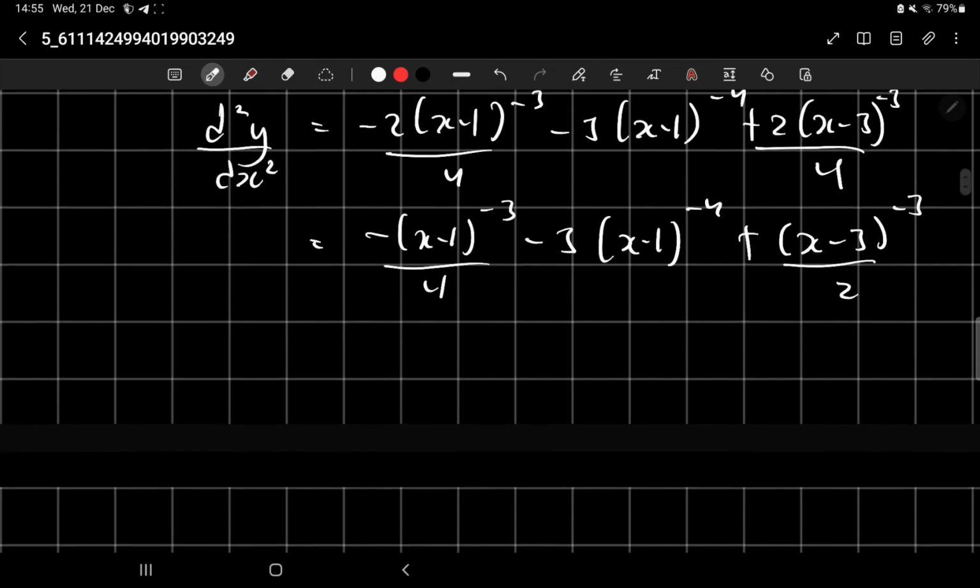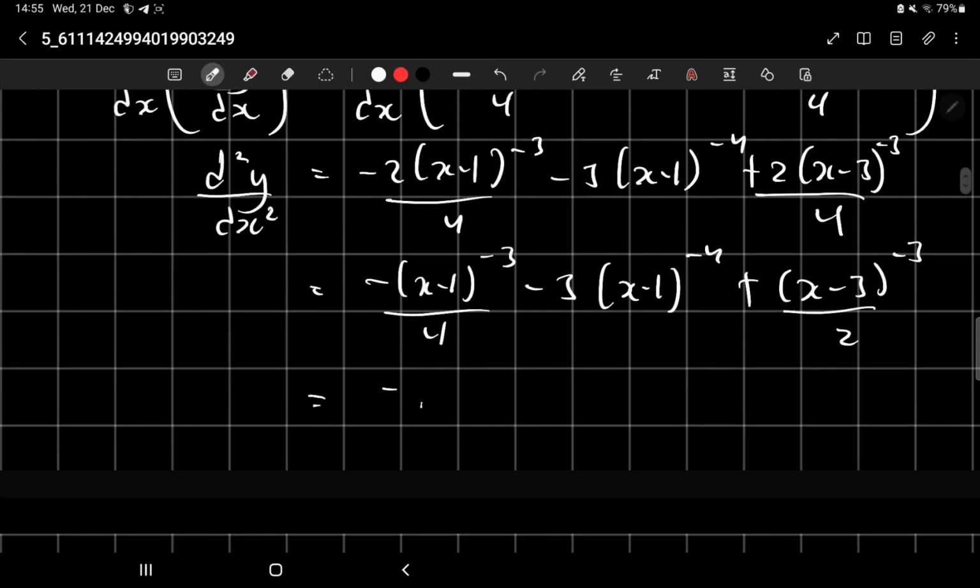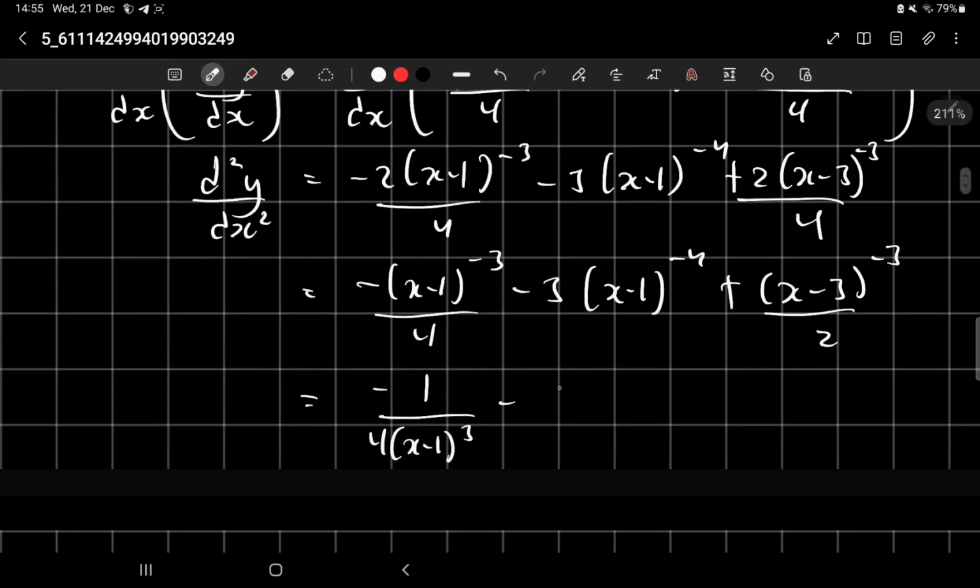over 2. Now, in my opinion, I would like my powers to be positive, right? So I'll be bringing all of these terms into the denominator, which should get 1 over 4(x minus 1) to the power 3 minus 3 over (x minus 1) to the power of 4, and then plus 1 over 2(x minus 3) to the power of 3.